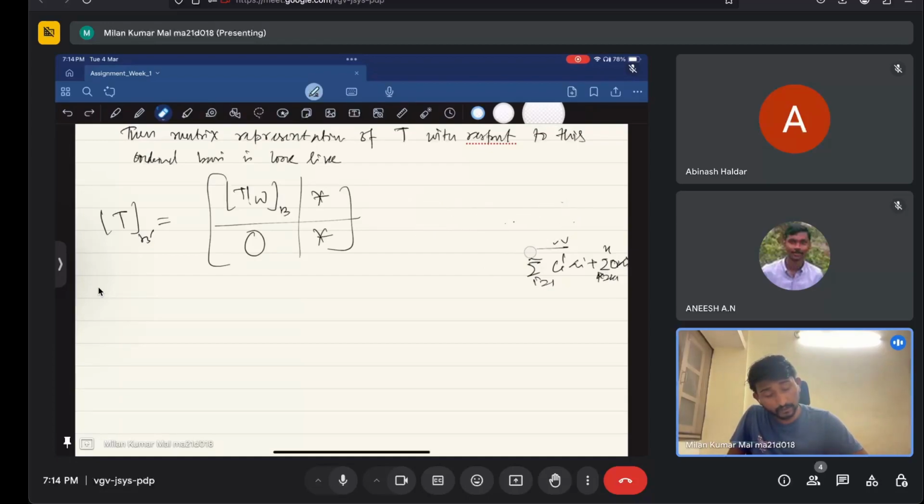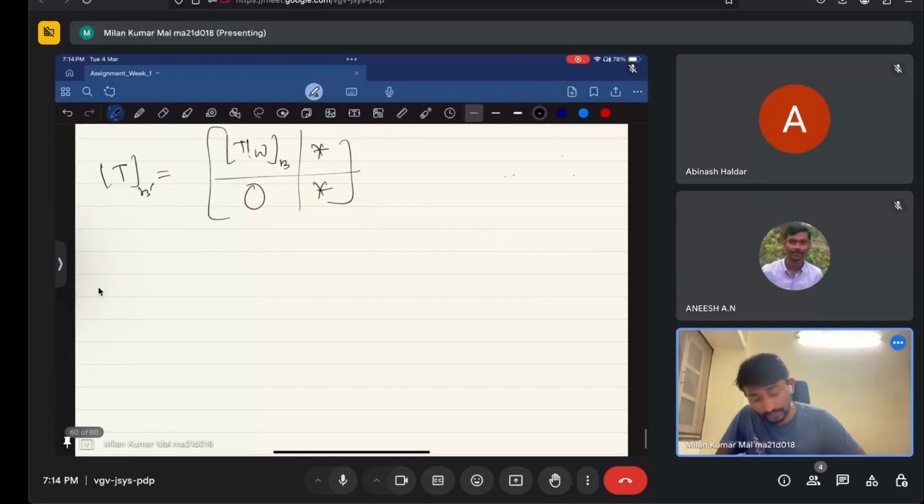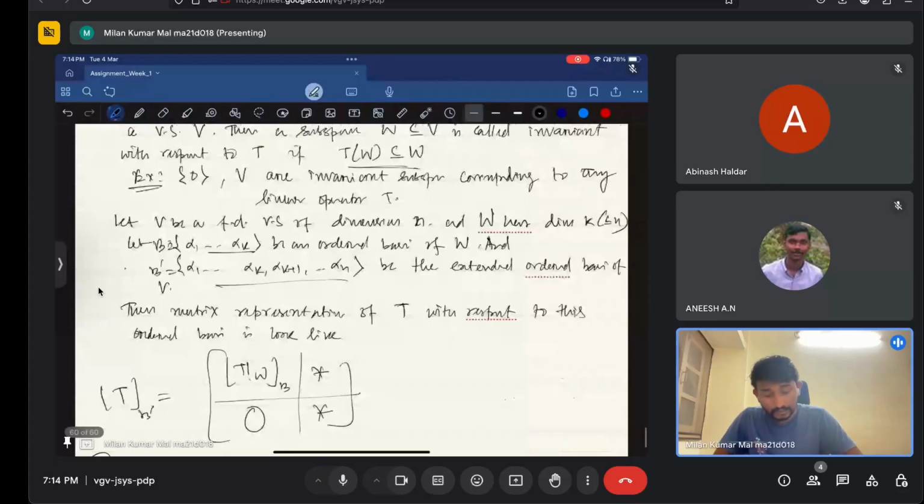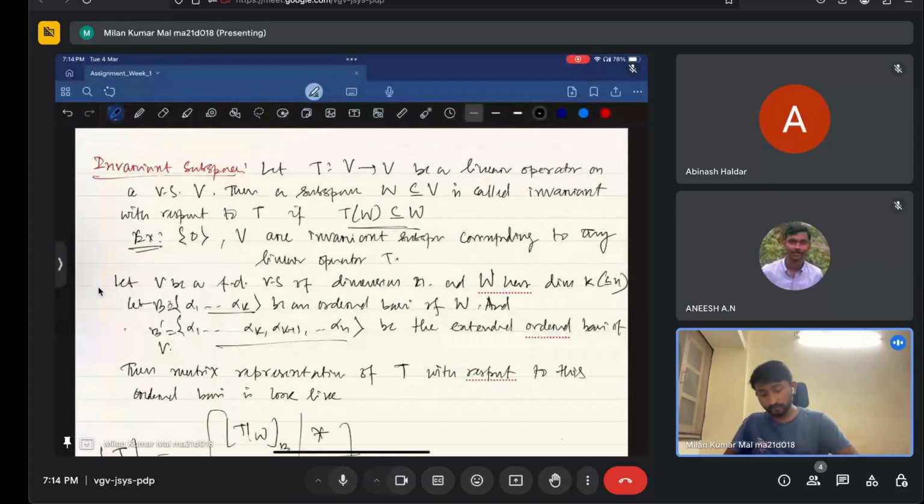This may not be needed today, but I just want to point it out. Another thing we have seen here is that for a linear operator T, the trivial invariant subspaces are the zero space and the full vector space. These are called the trivial invariant subspaces.